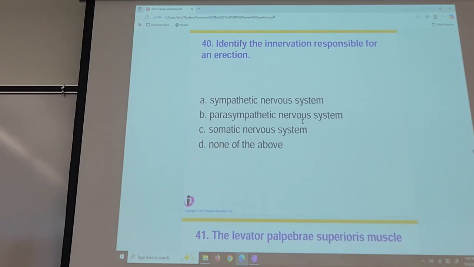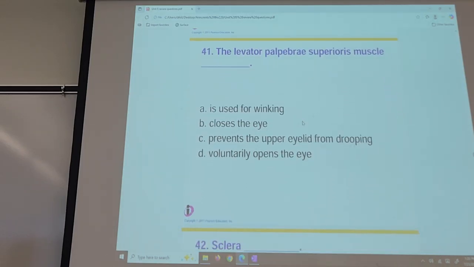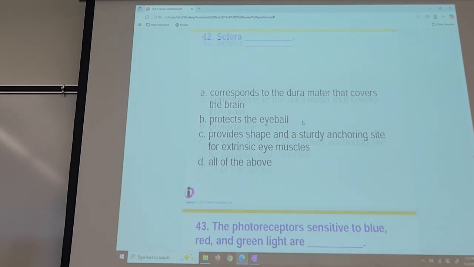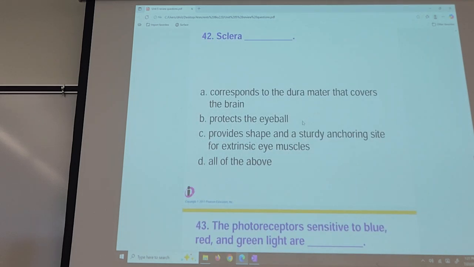Okay, the levator palpebrae superioris. D. Voluntarily opens the eye, right? It's on the top of the eyelid, skeletal muscle. You have volitional control over it. Okay, sclera.